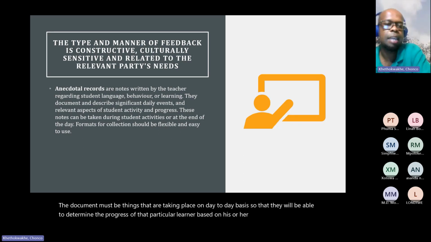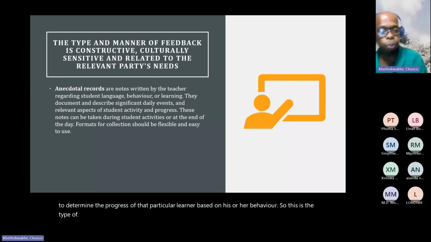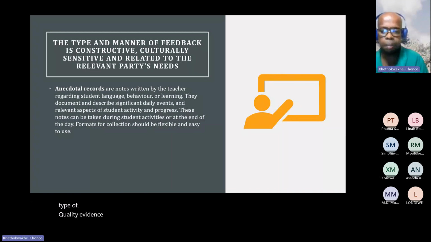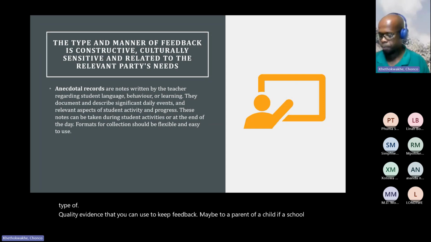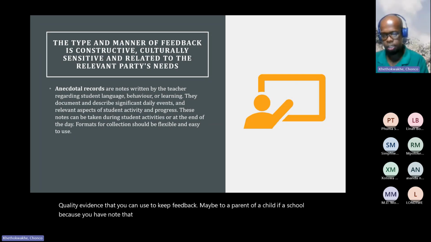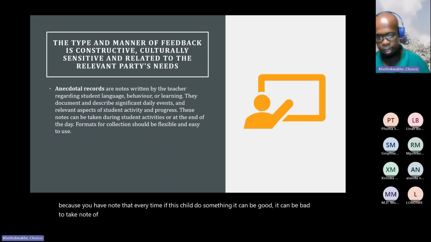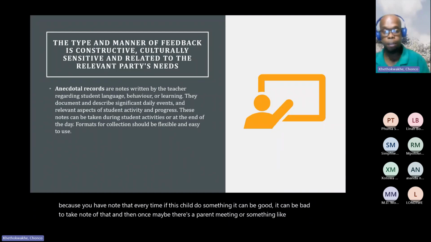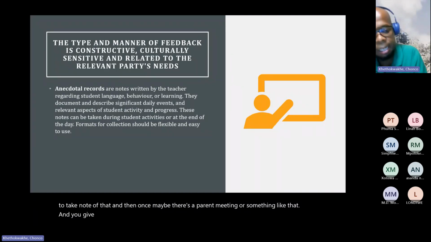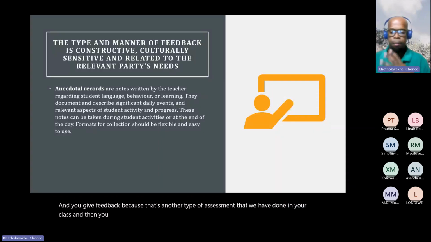So this is the type of collecting evidence that you can use to give feedback maybe to a parent of a child if it's a school, because you have known that every time this child does something, it can be good, it can be bad, that you take note of that. And then once maybe there's a parent meeting, you sit down with the parent and you give feedback, because that's another type of assessment that you have done in your class, and you give feedback in terms of what is happening.